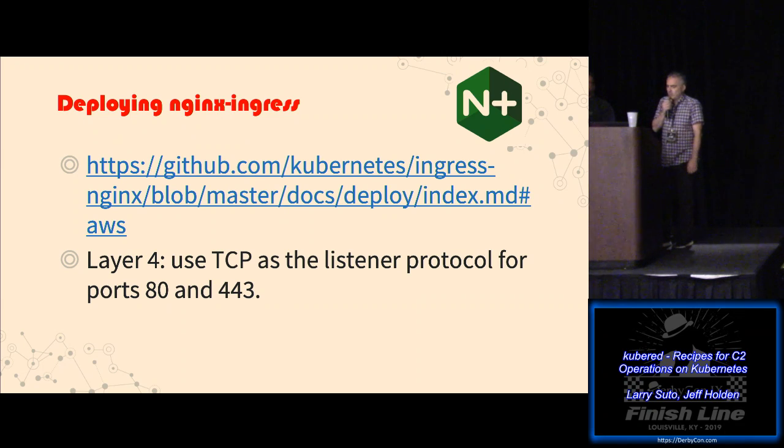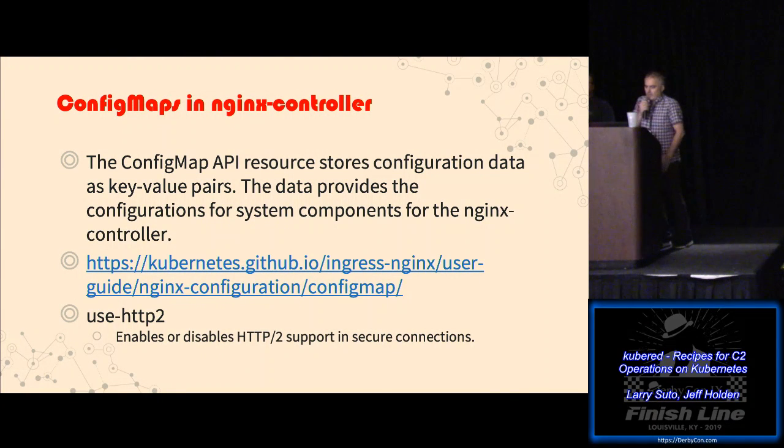And this is the Nginx one. And this is just the way you install it. And you want to install it as layer 4, so you can use TCP. So the load balancer it creates can be used for layer 4, not just layer 7.